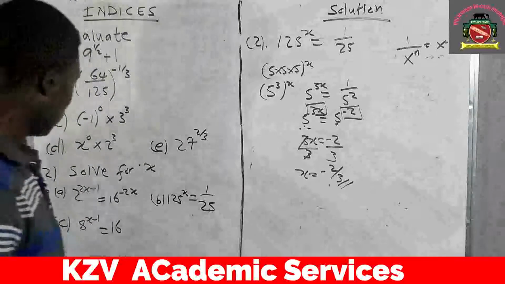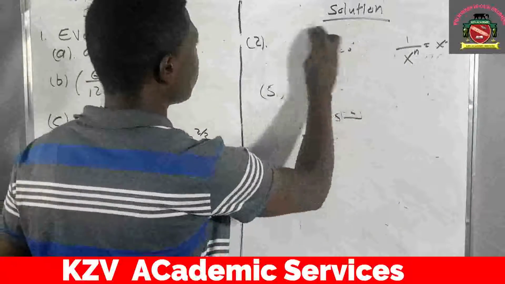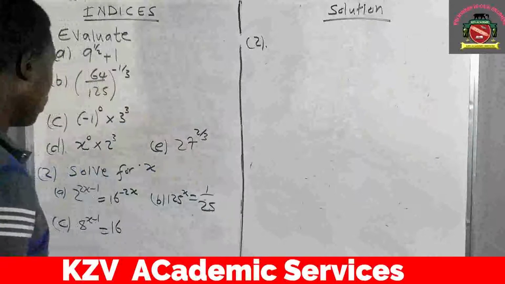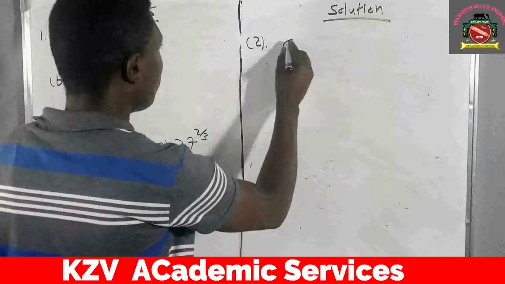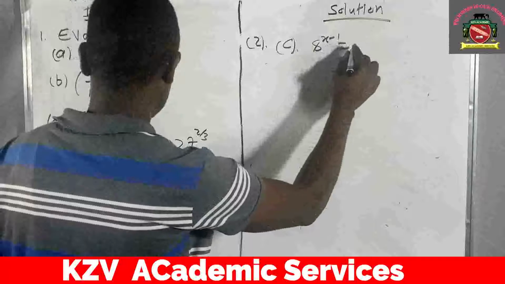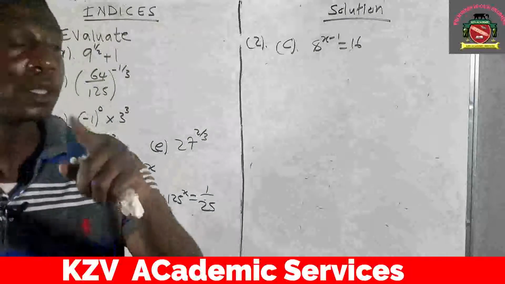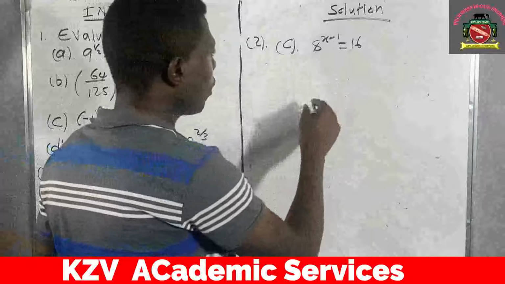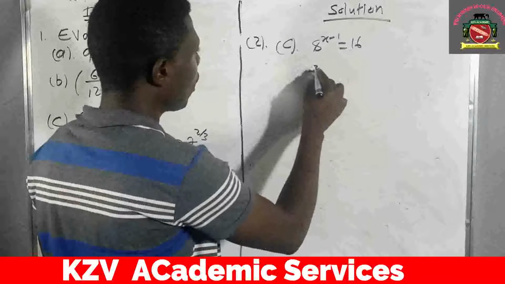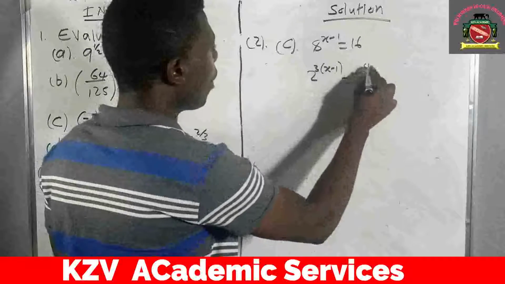Now can we solve the last one? C. How do we solve C? Very simple. 8 to the power x minus 1 is equal to 16. Now I can reduce this one to the base 2, meaning that I have 2 to the power 3, all to the power x minus 1, is equal to 2 to the power 4.